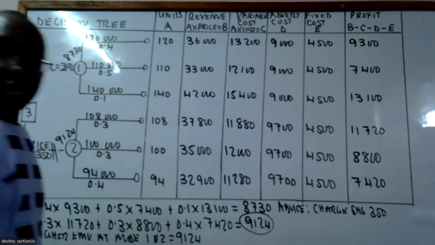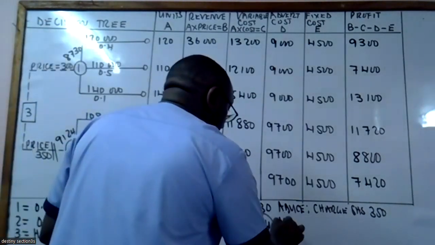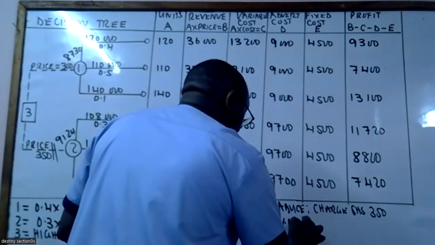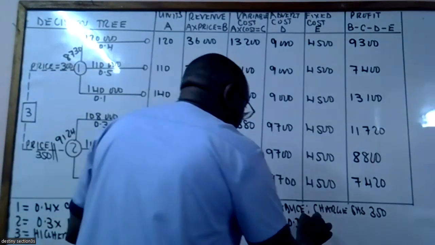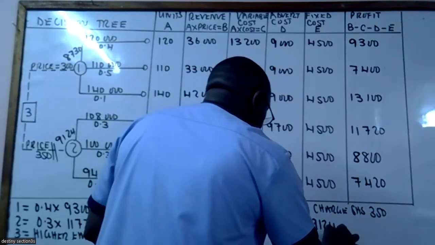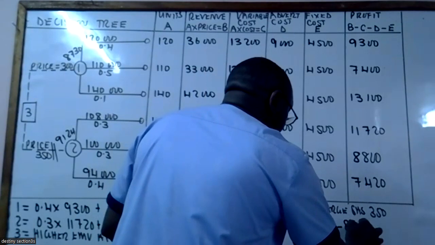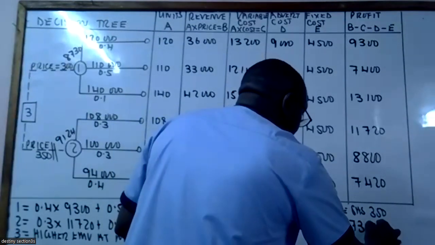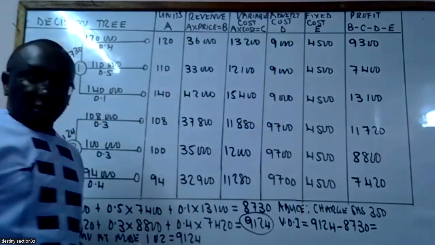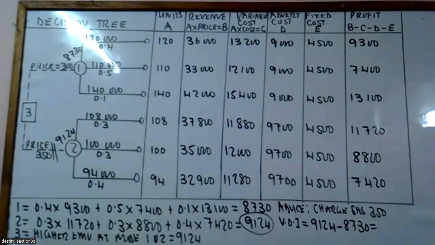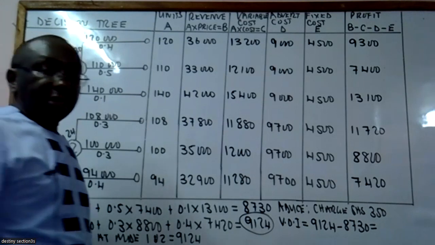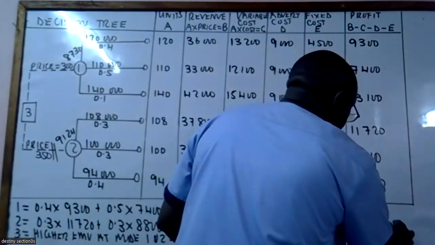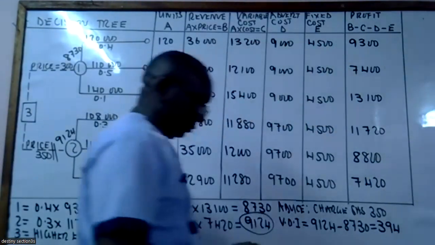And if someone was to ask you the value of information, you simply get the difference. 9,124 minus 8,730. It is 394.